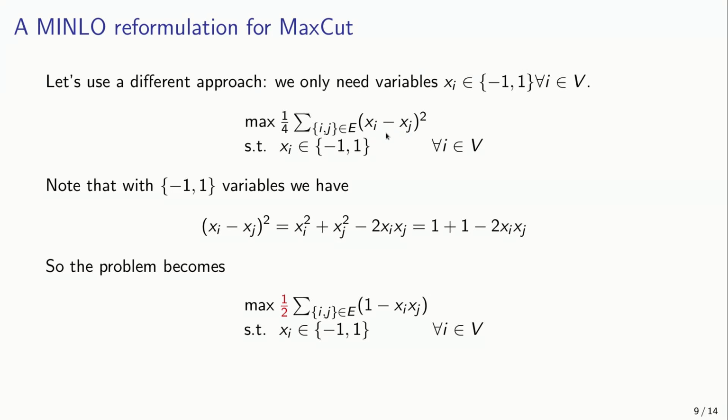If these two are different because i is in S and j is not in S, then the difference will be 2 or -2. The square will be 4, so that means that I need to divide the objective function by 4. This objective function will give me exactly what I need, so the number of edges in the cut. I don't need constraints. So this is a mixed integer unconstrained optimization problem where I obviously have constraints on the xi. They must be either -1 or 1.